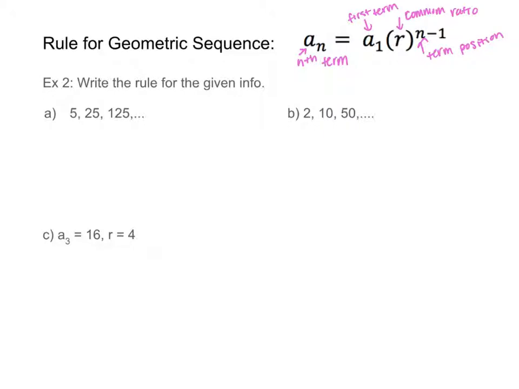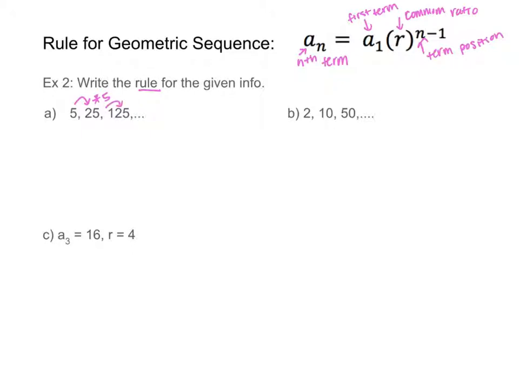So now that we know what each one means, let's use the formula, let's use a sequence. Given a sequence, we're going to create a formula or a rule. So we're going to write a rule for the given sequence. Now, let's take a look and see if we can find the pattern. 5, 25, 125. What's the pattern? Well, for me, I can see that this looks like it's multiplying by 5.